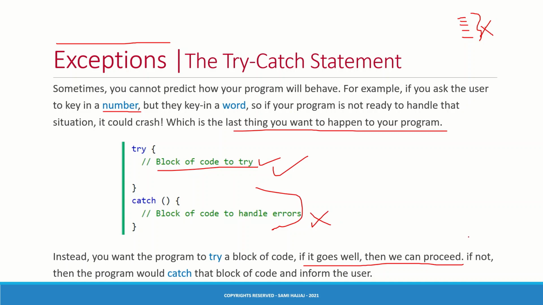But if not, let's say the user is a little bit cheeky and does not follow the rules and inputs the wrong information, causing the program to crash, because you used the try and catch construct, the program will not crash. Instead, it is going to catch that error, catch that problem, and then capture it and inform the user.